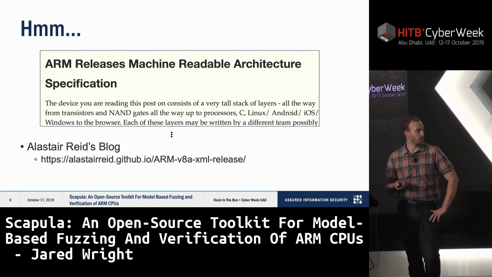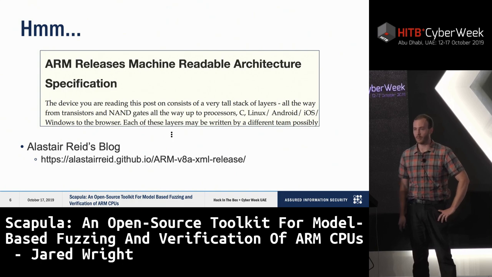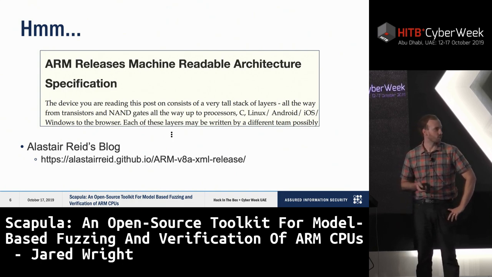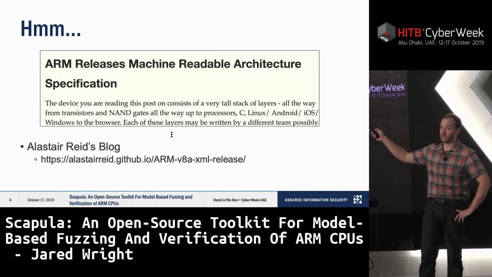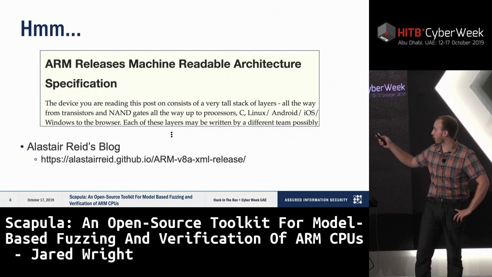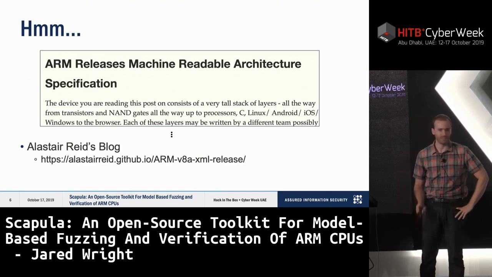There's a researcher, his name is Alistair Reed. He does a blog. He's a researcher who works with ARM, although I think he actually moved to Google recently. But anyways, he was a researcher at ARM for a very long time. I was reading through his blog, and this caught my attention. I'll just read it to you real quick: ARM releases machine-readable architecture specification. So I'm thinking, wait, machine-readable, like I don't have to read it? It piqued my interest a little bit, so I decided to download it and take a look and see what I found.